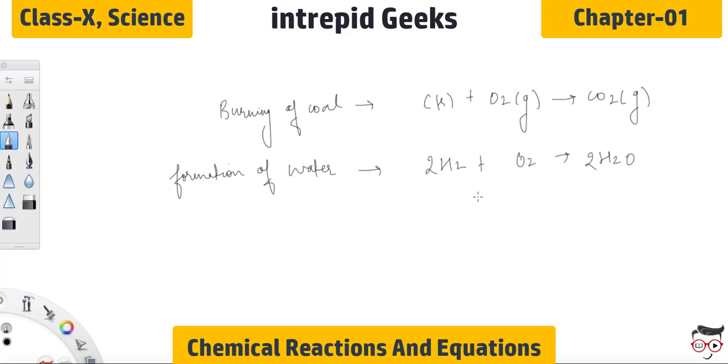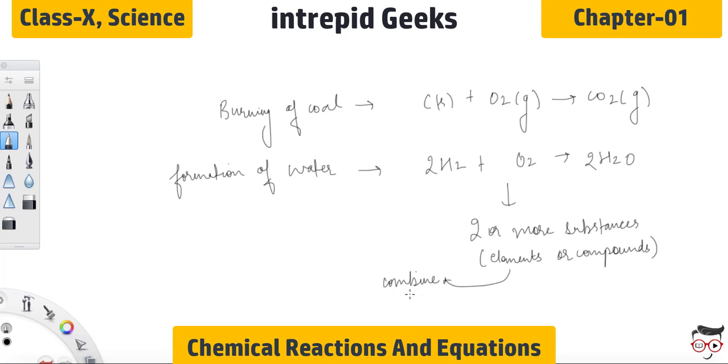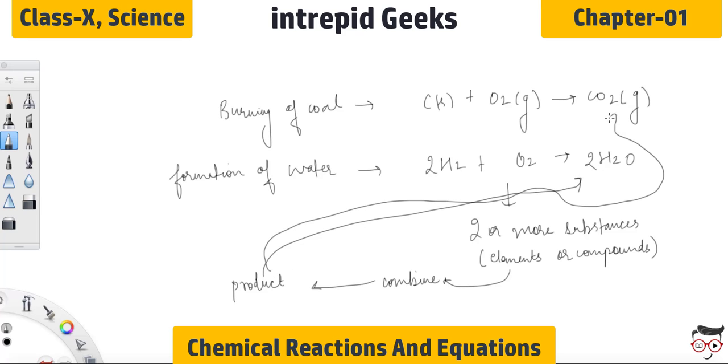So in order to define a combination reaction in simple words, we say that when two or more substances, which can be elements or compounds, combine to form a single product, such as H2O or carbon dioxide, the reactions are called combination reactions.